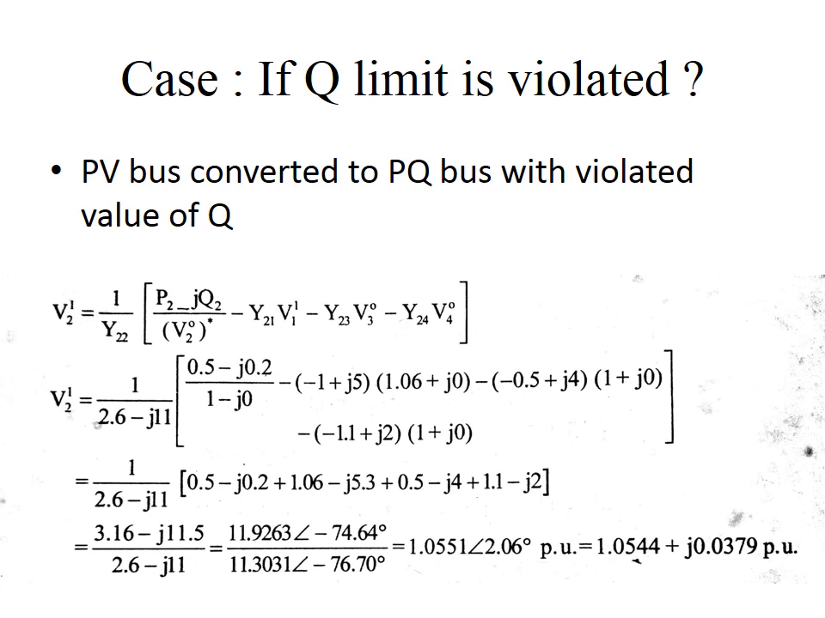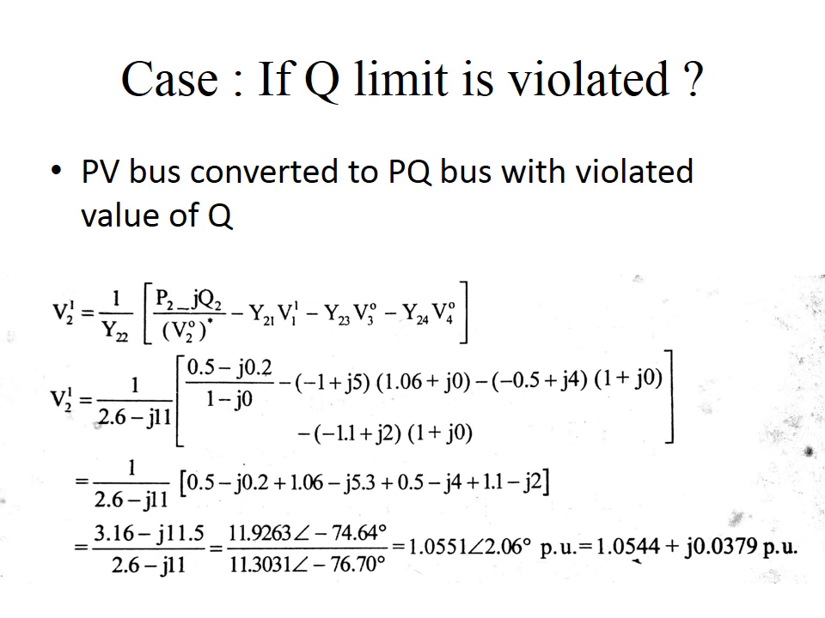So let's start with bus number 2. Just substitute P equal to 2, K equal to 0 and N equal to 4 in the equation, and we'll be getting V2 of 1 equal to 1 by Y22 into P2 minus jQ2 divided by V2 of 0 conjugate minus Y21 into V1 of 1 minus Y23 into V3 of 0 minus Y24 into V4 of 0.